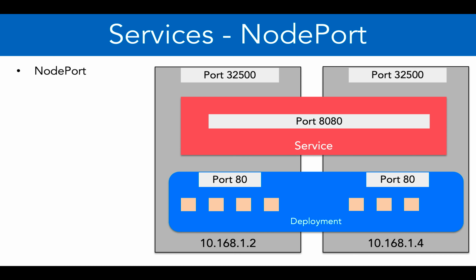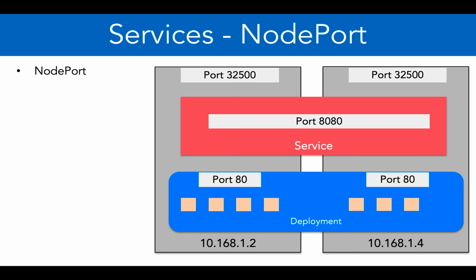Now of course the node port has to be the same in both the nodes. So this node would also have a node port of 32500, and so does this node, which has the same port 32500. So in the service manifest file, the port would be 8080, target port would be 80, and node port would be 32500. Now how do you access this particular application?